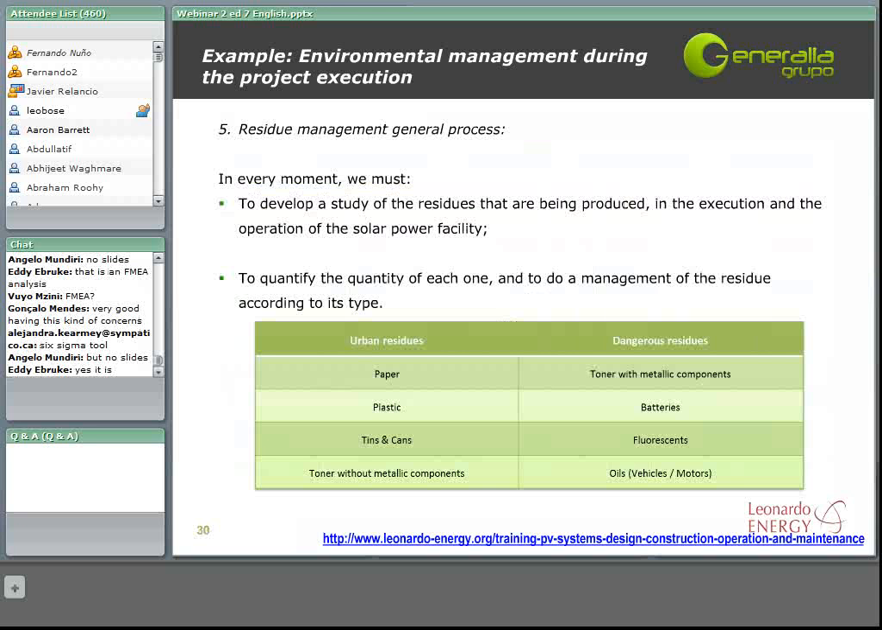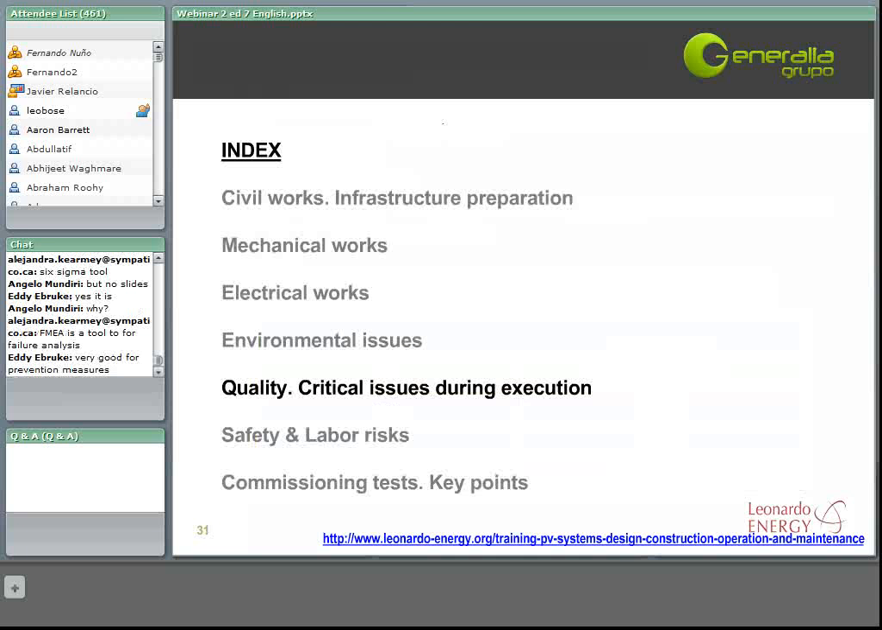To end with the environmental issues, we will have a last example on the residue management process. It is important to know that we have to control the residues that are being produced during our activity and the quantity of each of them. Then we have to do the management of the residue according to its type. Here we can find a list of residues, considering which are normal urban residues and which are dangerous residues. There are many companies that help us to manage the dangerous residues.